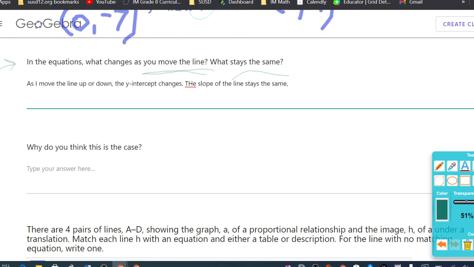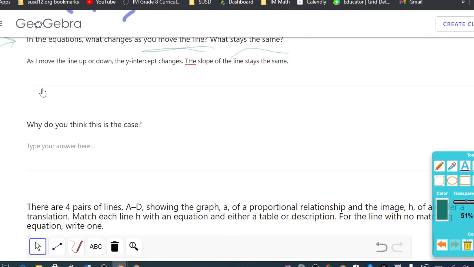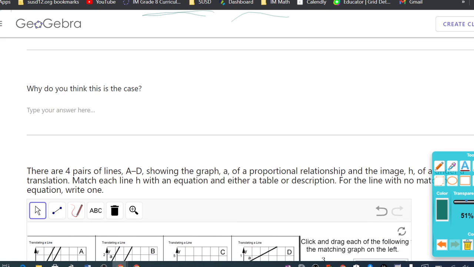Why do you think that this is the case? Can you answer this question? Why do you think so? Well, it's a translation. It is a translation of the line. So there is no rotation. That's why I think. There is no rotation, and the slope stays the same.